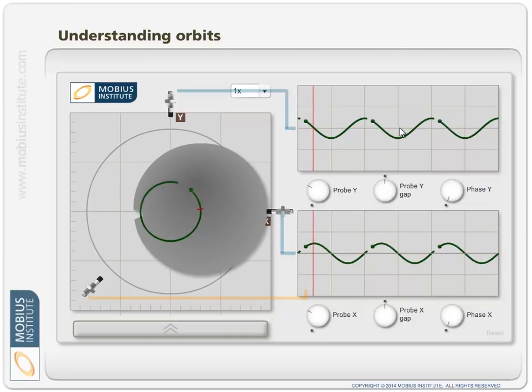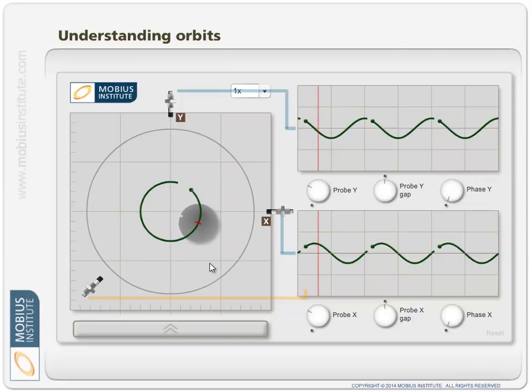Anyway, so I'll just shrink that down again. The point is, though, that depending on the relative motion of the shaft, we can plot this X versus Y to come up with this orbit shape. So it's often called a Lissajous figure. If I take a sine wave and plot it against another sine wave, it creates this circular motion.